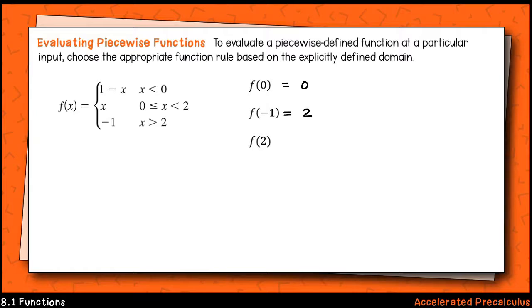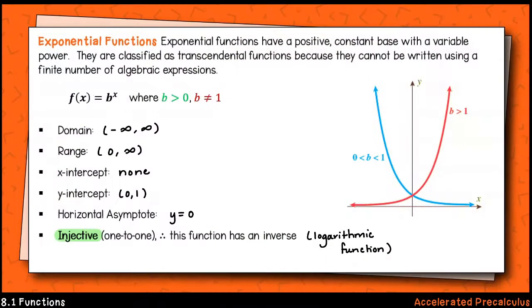input x equals 2. Exponential functions are defined by a positive constant base b with a variable power. These are not considered algebraic functions, rather they're called transcendental functions. There are a few restrictions to note for b. b cannot be negative, and we exclude the value b equals 1, which would generate a constant function. The domain is all real numbers, but the range is the open interval 0 to infinity.